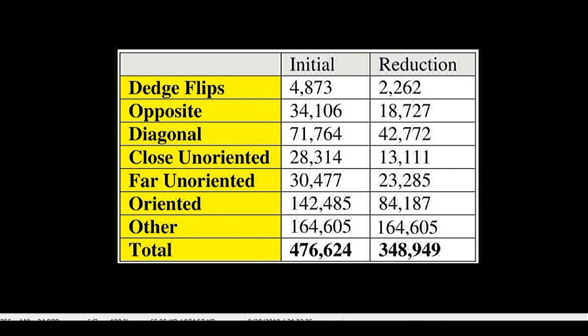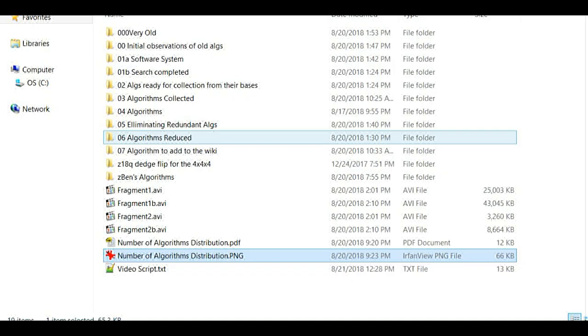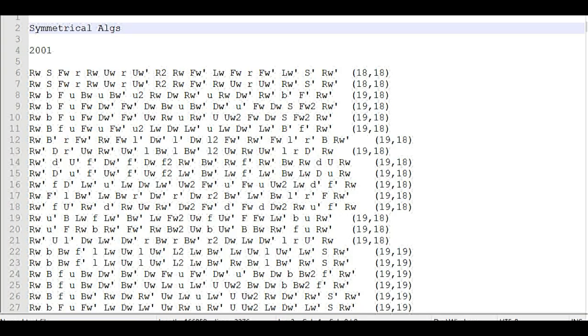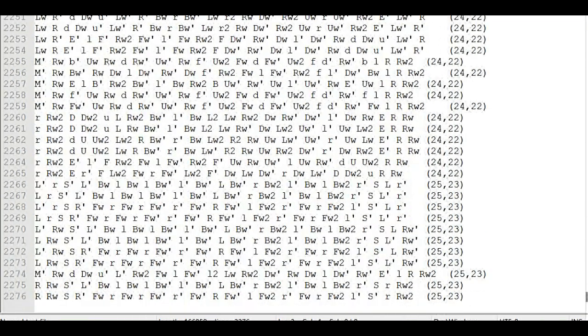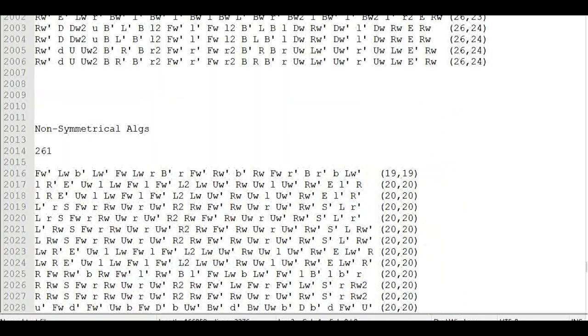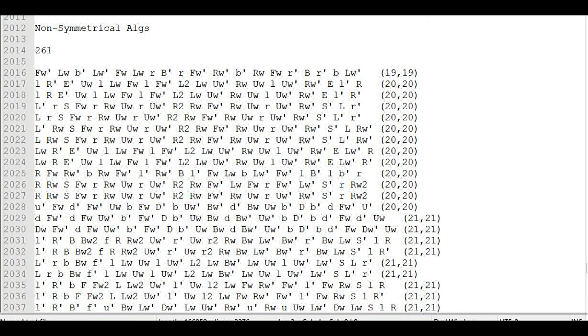Let me just briefly say why there were so many algorithms. It's because, for example, of the shortest edge flip algorithm found from the search. Let me just go here to the single edge flip algorithm. This is that list. I have 2001 of these. I labeled it symmetrical algorithms, and then at the very bottom I have non-symmetrical algorithms. For those who see these files, note that this is the only non-symmetrical algorithm.